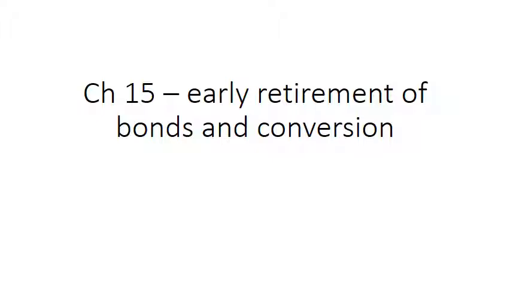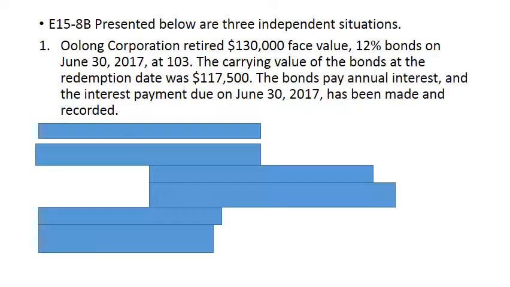This recording covers example 15.8b. It's got an early retirement of bonds and a conversion. So three independent examples in this. So the first one, we have $130,000 face value bonds. They're 12% bonds. They were being retired on June 30th, 2017 at 103.